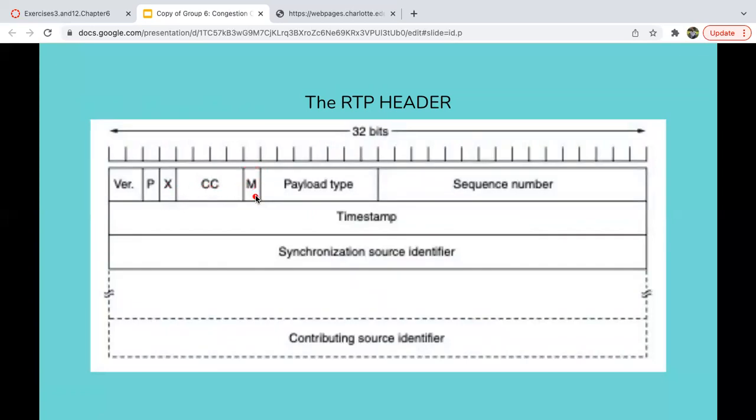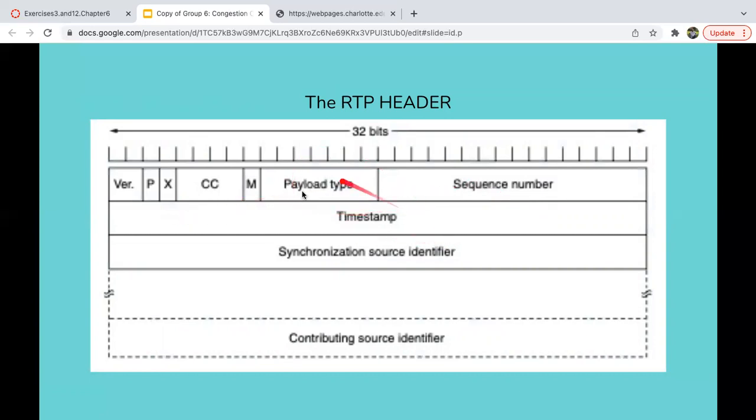Next, you have M, which is an application-specific marker bit. It can be used to mark the start of a video frame or things like that. Next, you have the payload type. This field tells which encoding algorithm has been used. And after that, you have the sequence number, which is a counter that is increased on each RTP packet sent. It is used to detect lost packets.